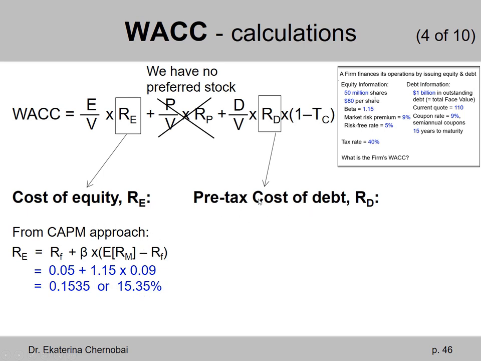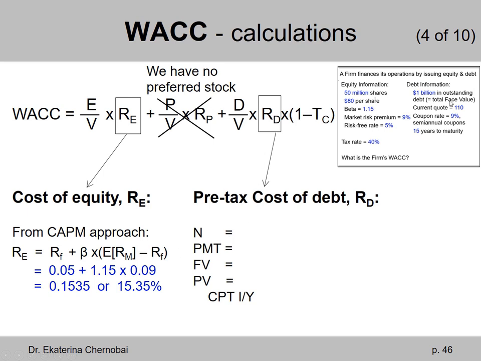Then pre-tax cost of debt. Let's do this part of the WACC formula. RD, that's pre-tax cost of debt. It's the same thing as computing IY in a bond problem. To compute IY, we need N, the number of coupons, PMT, the coupon amount itself, FV, which is the face value on the bond, and PV, the bond price.